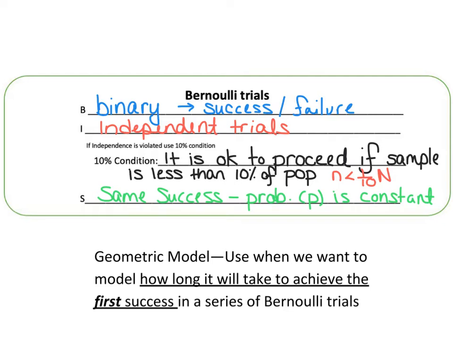And then let's talk about when we use a geometric model. We're using it whenever we are looking at how long it will take to achieve the first success in a series of Bernoulli trials. So, how many times would you expect to have to roll a die until you get a 5? In the textbook, you read a scenario about Tiger Woods cereal boxes.